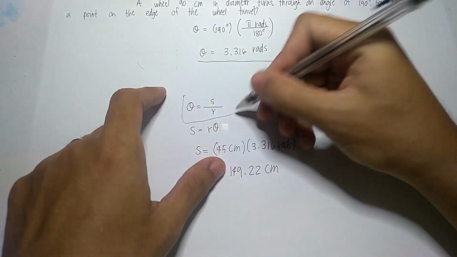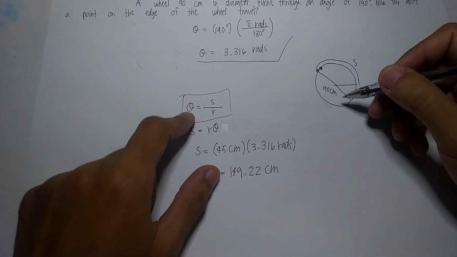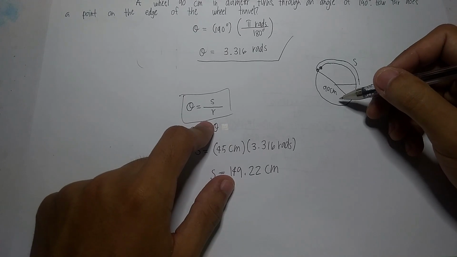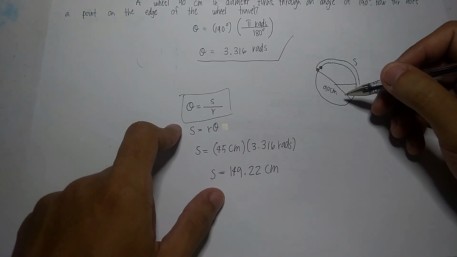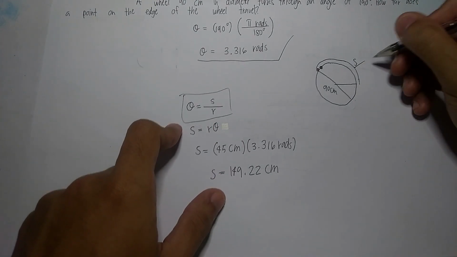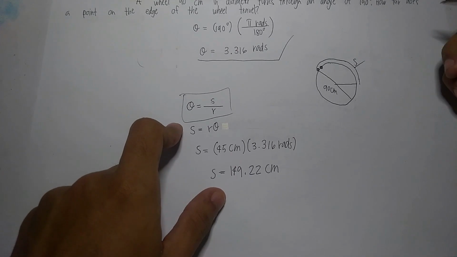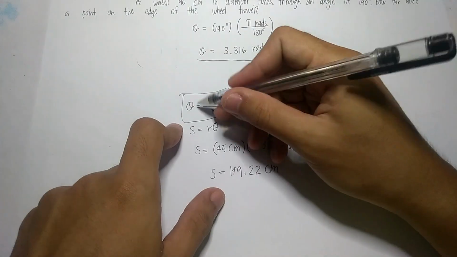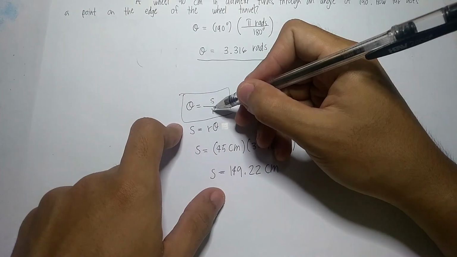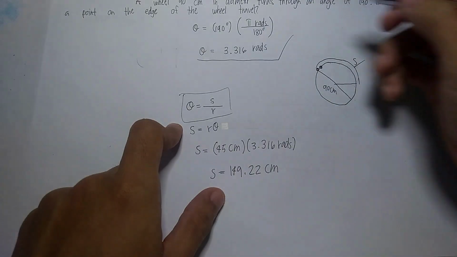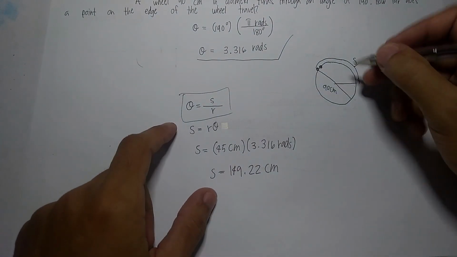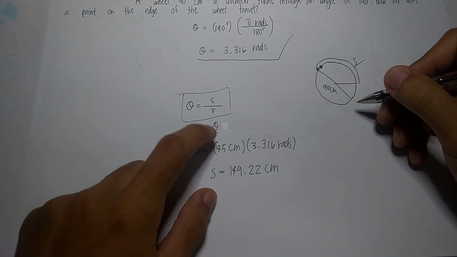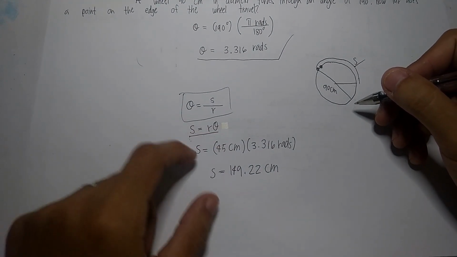It is very essential for us to convert the degrees to radians because we need it in order to utilize this formula, which is theta is equal to s all over the radius. And in this problem, as I mentioned earlier, we are looking for the s, or the arc length, because we are seeking the distance. And we need to derive a new equation from this original equation. We will simply use cross multiplication, and after that, we will have this formula, which is s is equal to radius multiplied by theta.